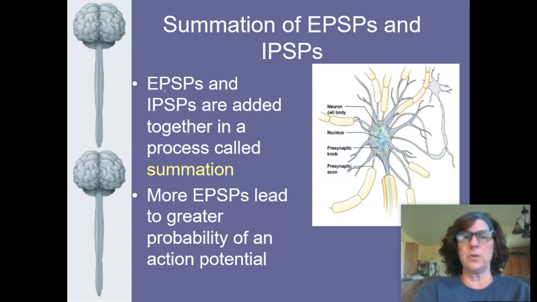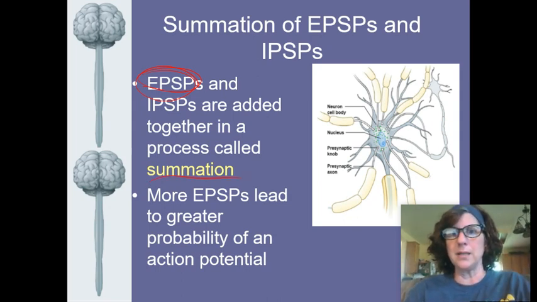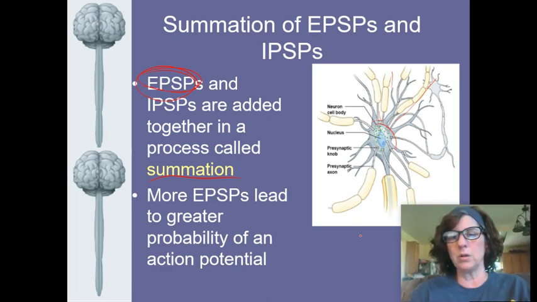and I can add them together. So I can add more and more EPSPs together in a process called summation and really, really make this likely to send. And you can see in this one, I've got one neuron here and a bunch of axons coming in, and it's really going to send a message along. And it could be opposite. It could be this one neuron going out to many others.